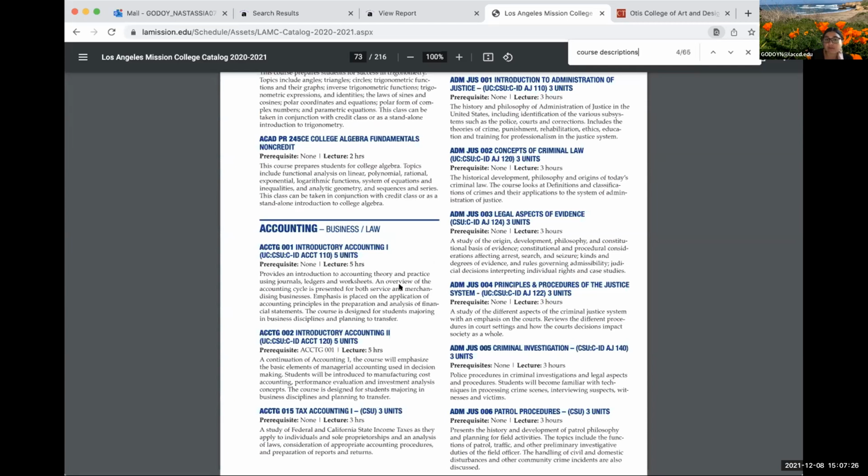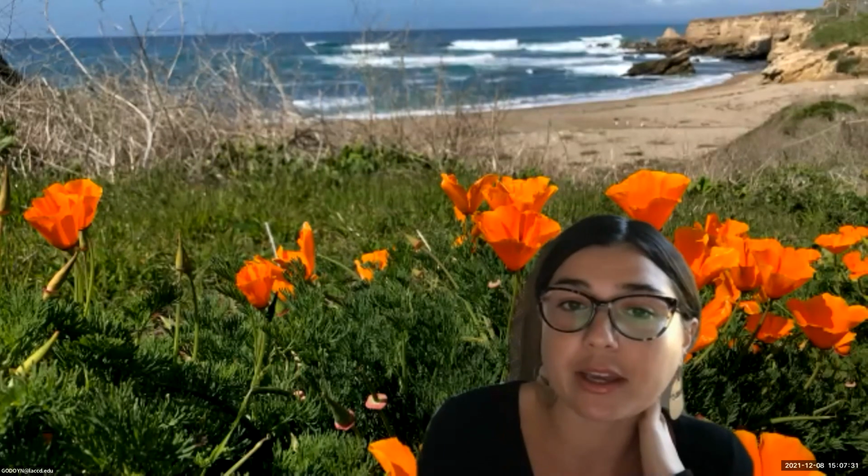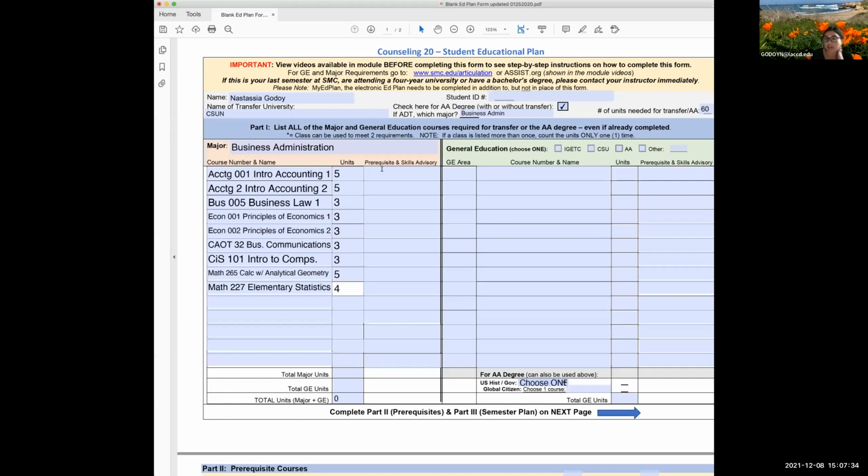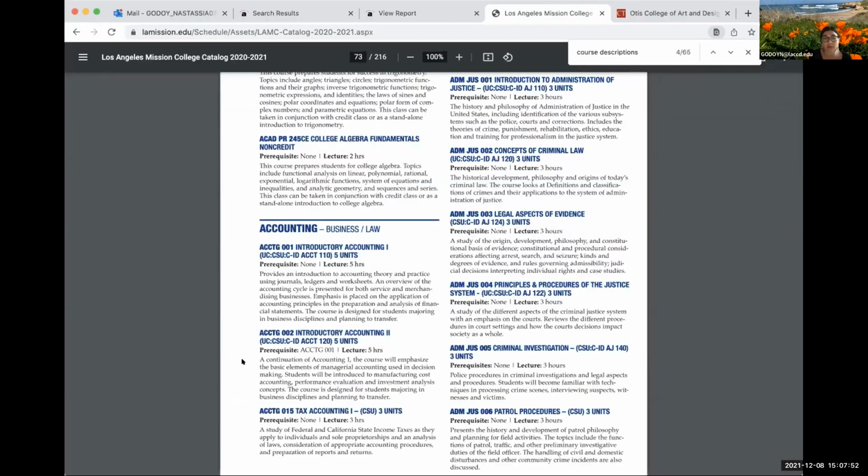So this is important information that you're going to need to know for this project, because if I go back to the ed planning page, here it says prerequisite or skills advisory. Well, it said none for accounting 1, so I'm just going to write none, and I don't have to worry about it. I'm going to do the same and look at accounting 2. Is there a prerequisite? So if I go back to the catalog, I go to accounting 2, there is a prerequisite. It's accounting 1, right? So that means I do need to take accounting 1 before I can get into accounting 2. I can't just go straight into accounting 2.